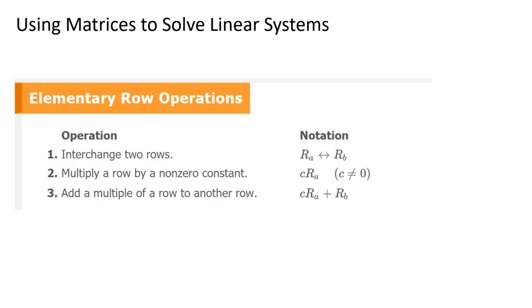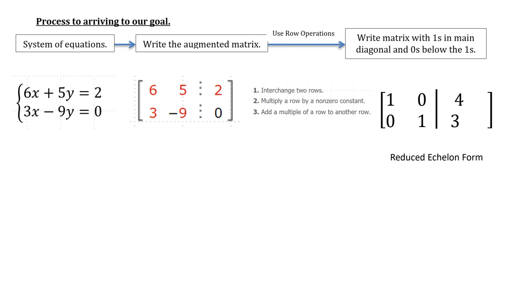And the best way to get this is by seeing an example. So let's go to it, okay? So here, we have a linear system, 6x plus 5y equals 2, 3x minus 9y equals 0. And the first thing that we want to do is convert it into its augmented matrix form. So again, we've done this already.